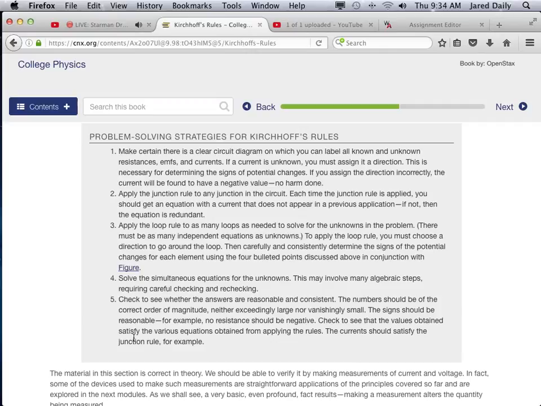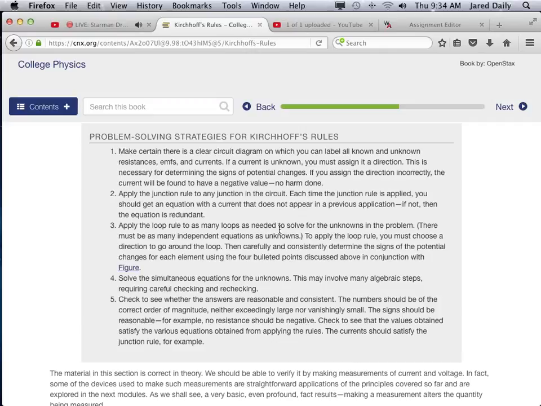So then we just set it aside. And then we choose a direction that we're going around the loop. I just always go clockwise, like I said. And I go around the loops as many as I need to give me enough equations total for the amount of variables that I have to solve for. So if I have 4 currents to solve for, I try to make 4 equations total. If I have 3 currents to solve for, I try to make 3 equations total.